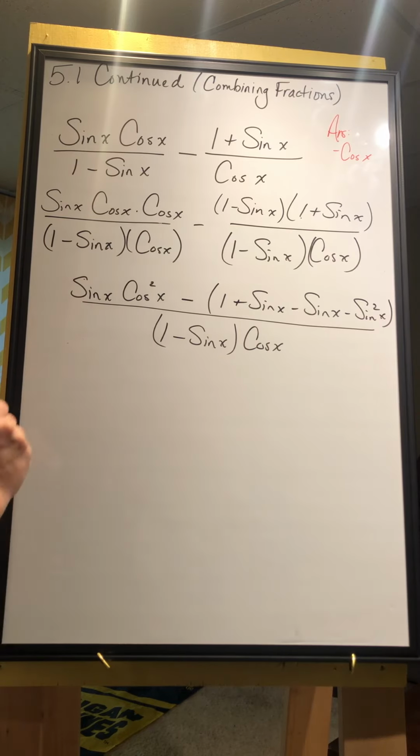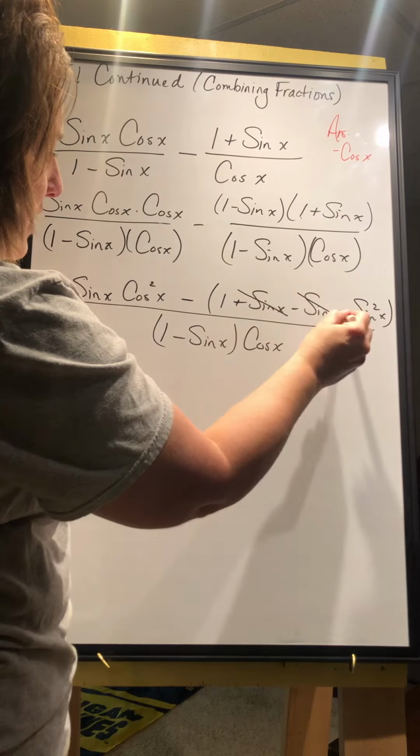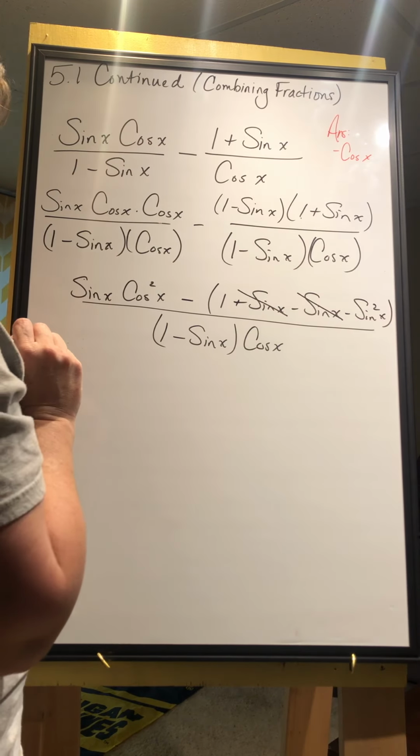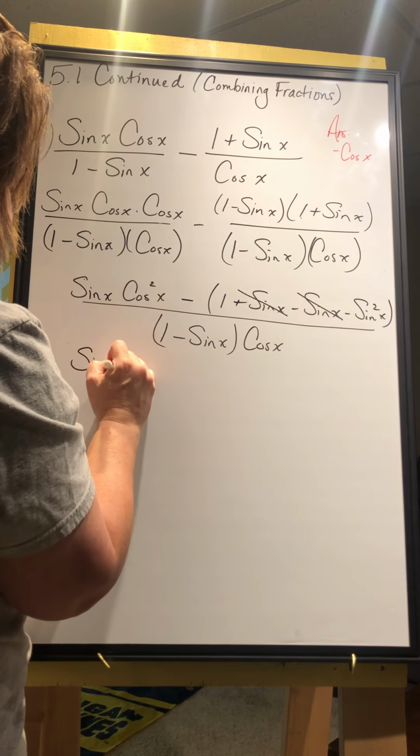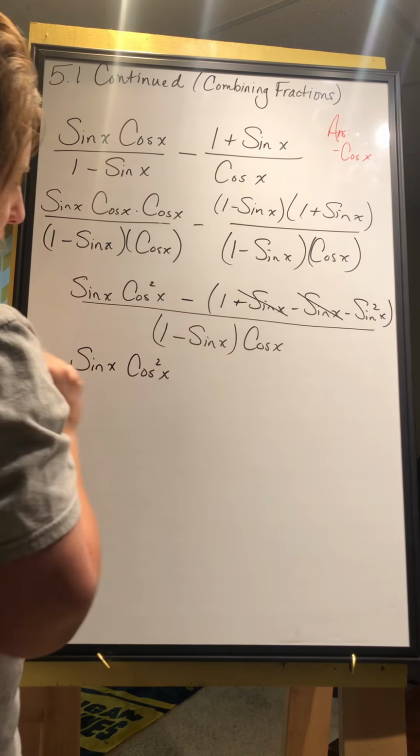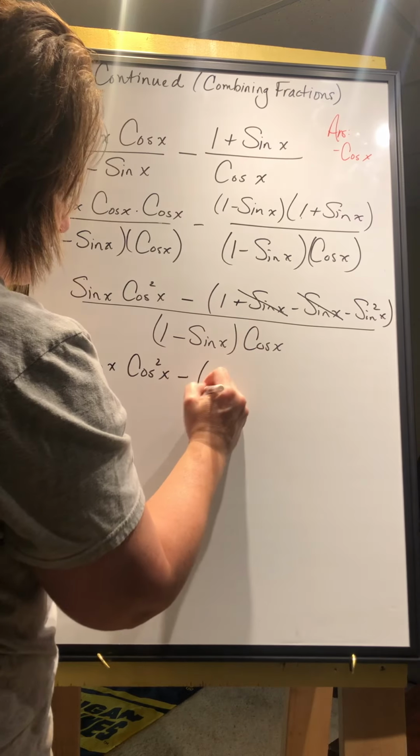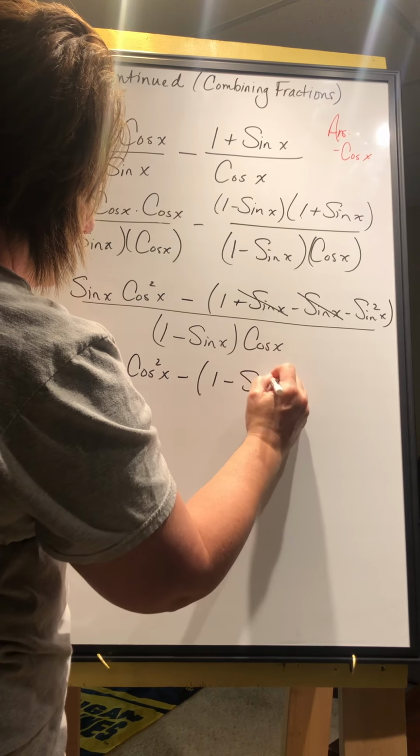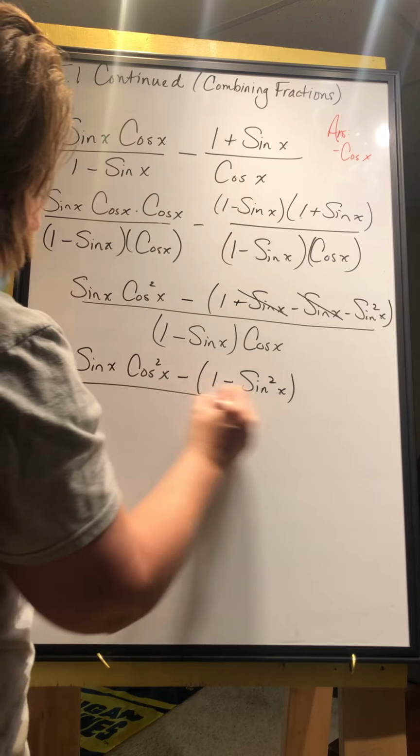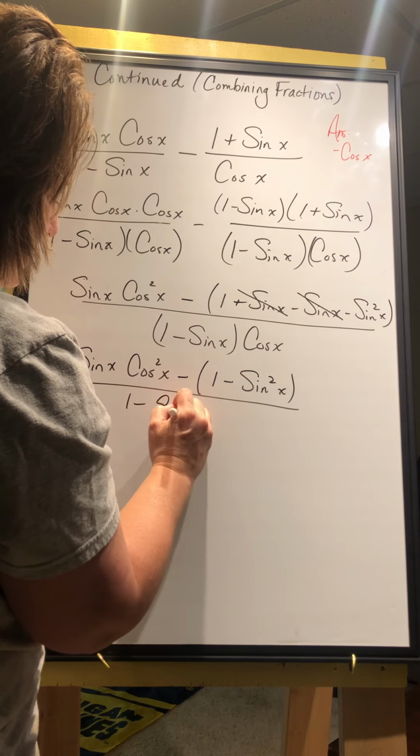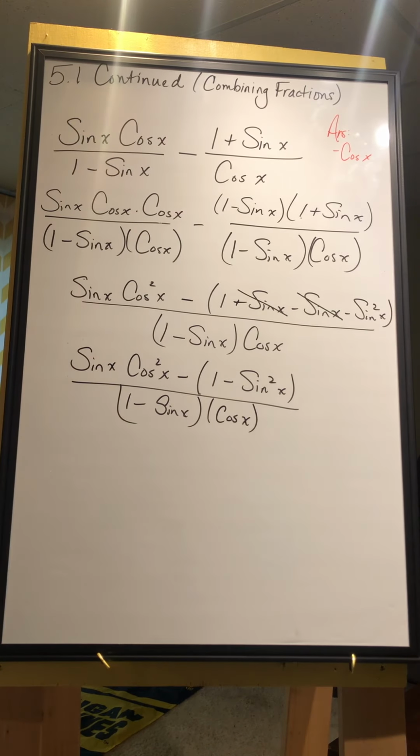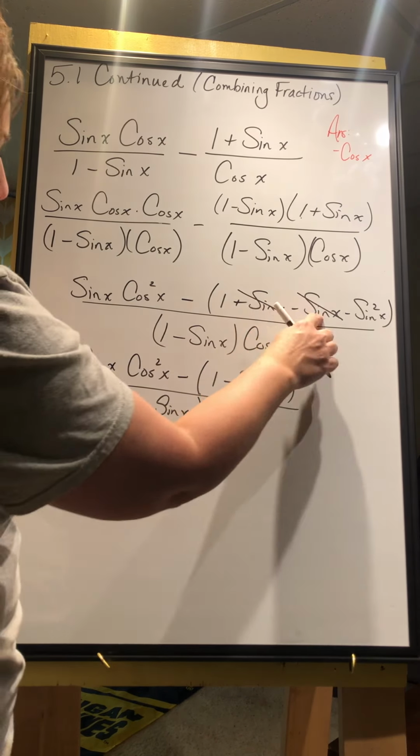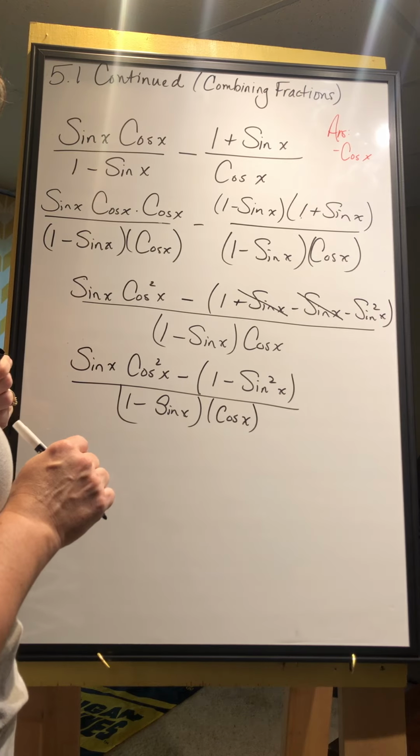Okay, so let's simplify this over here. Here's a positive sine x and a negative sine x. Those are gone. So we basically have sine x cosine squared x minus 1 minus sine squared x, all over 1 minus sine x times cosine x. The only thing I did here was cancel those out, and then I rewrote it.